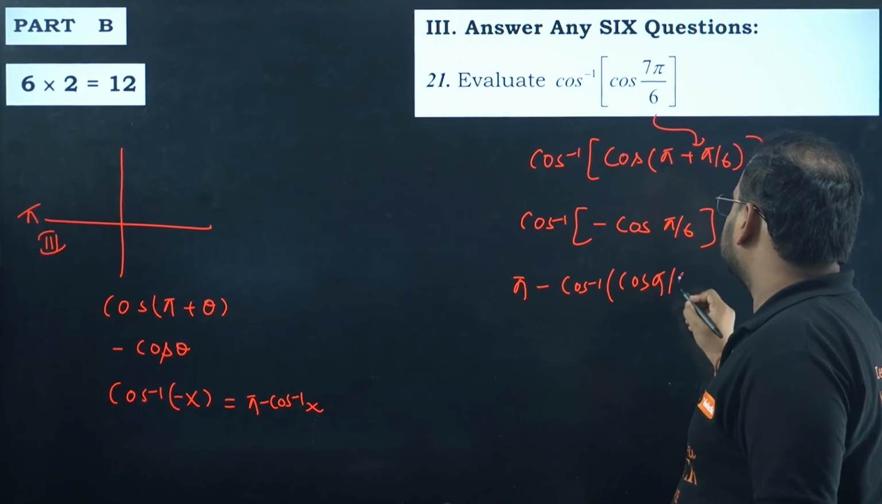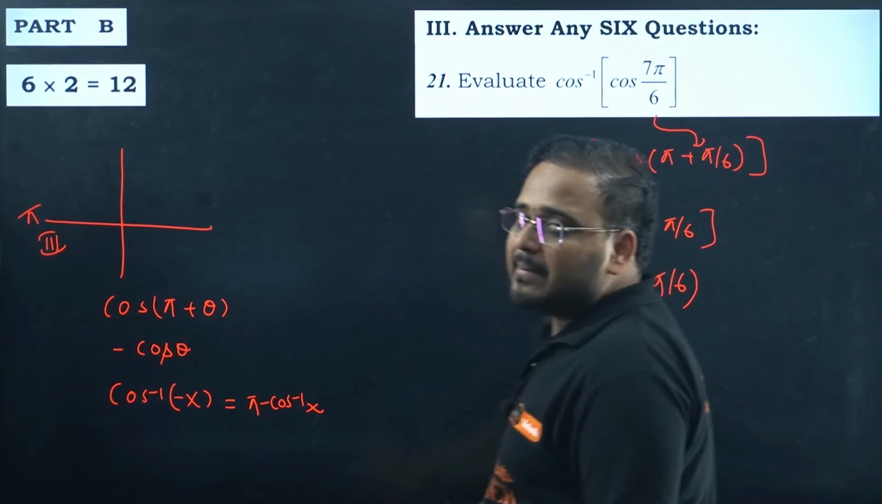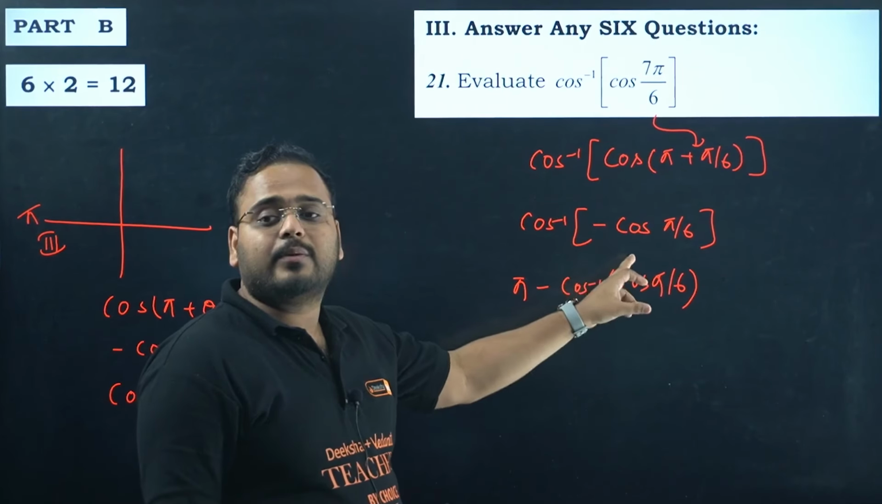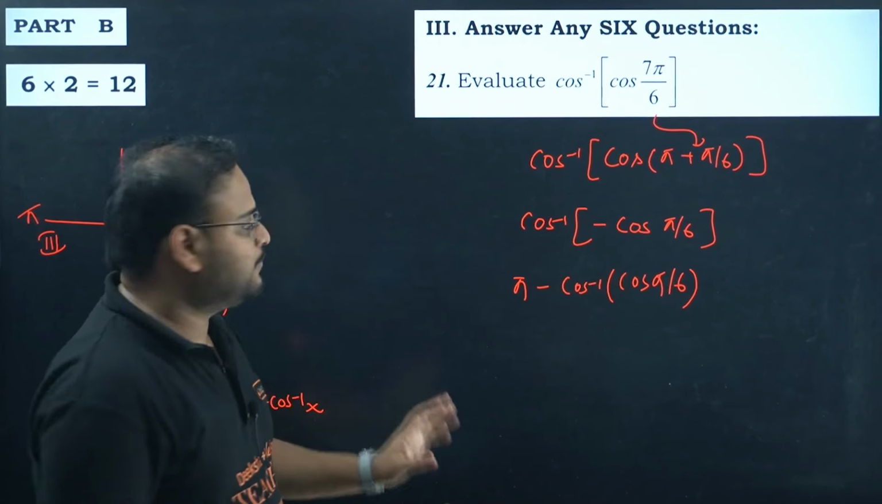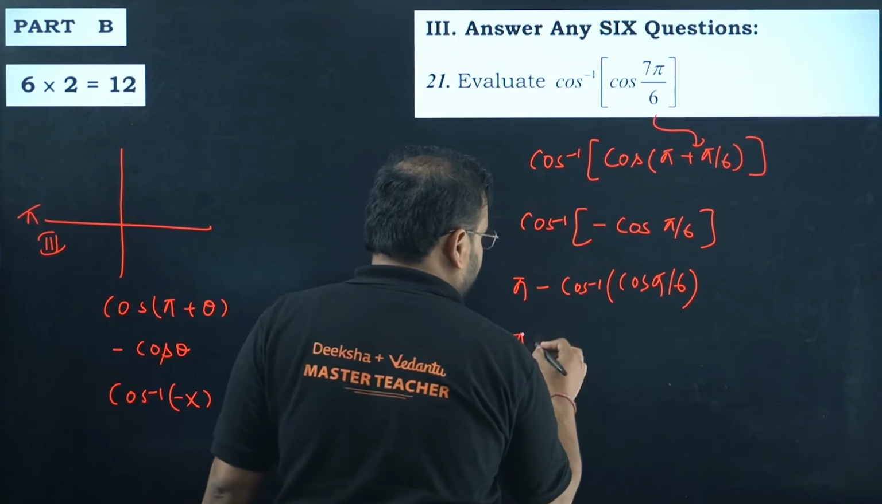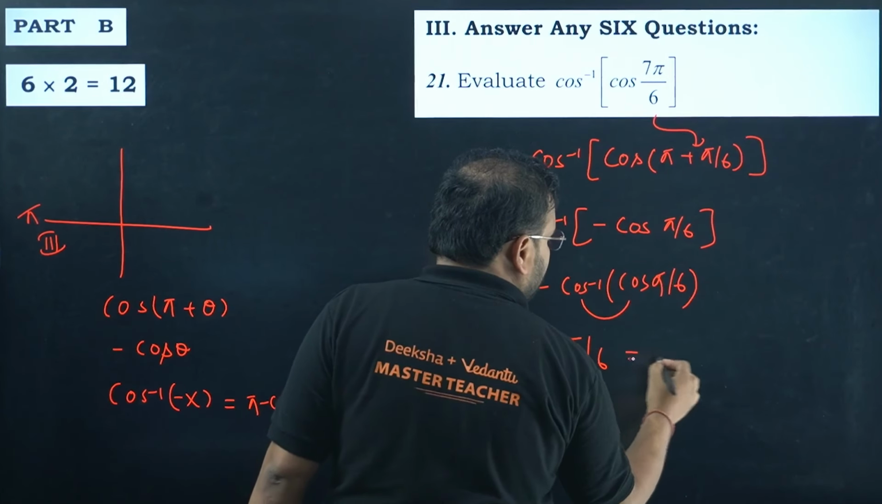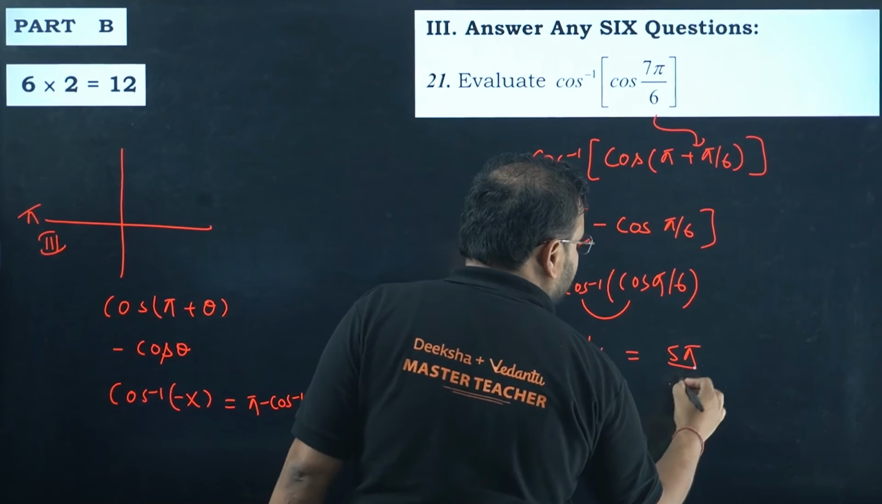Cos pi by 6. Look, cos pi by 6 is a value, not an angle. So cos inverse of a negative value will be pi minus cos inverse of that value. So pi minus cos inverse of cos will be cancelled. We'll have only pi by 6. Answer will be 5 pi by 6.